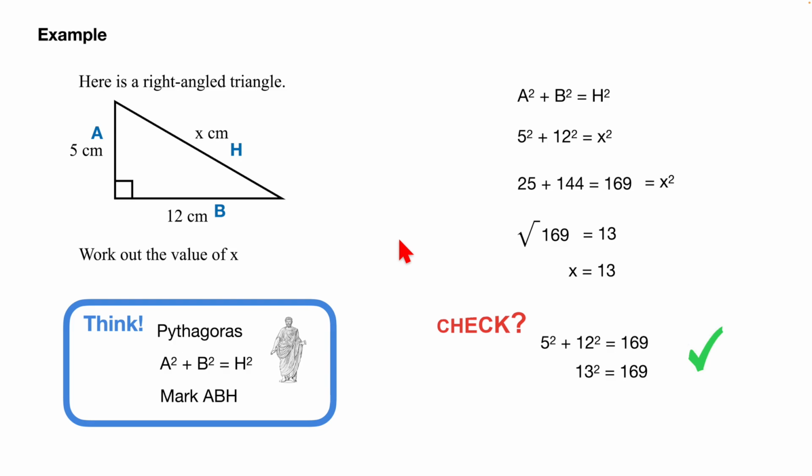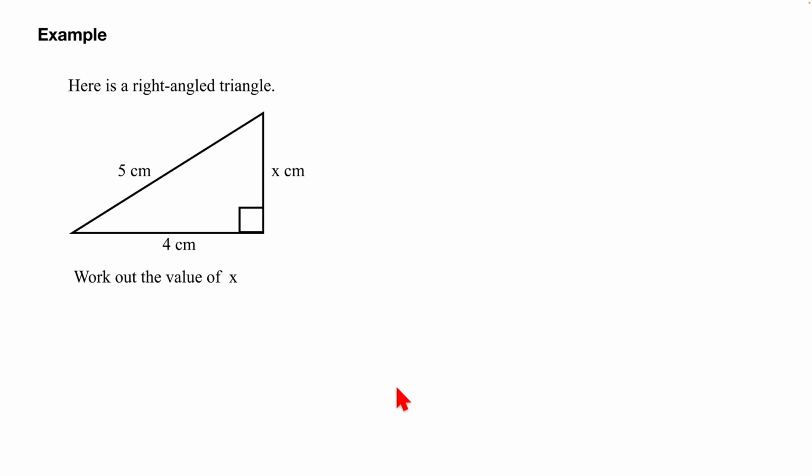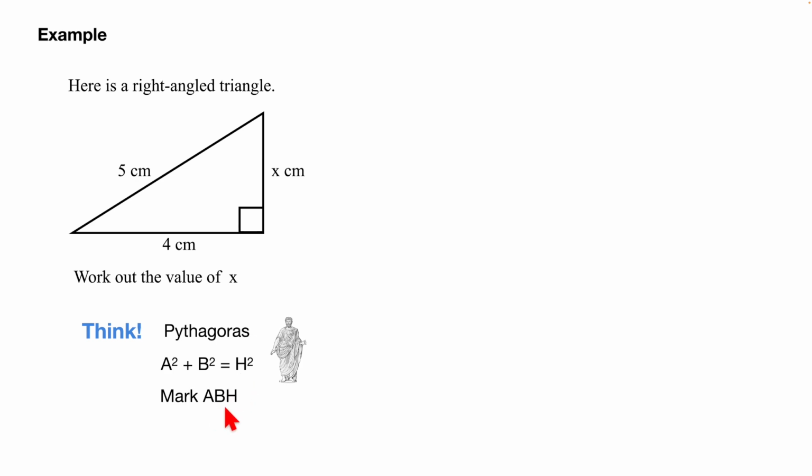The trick we had, what did we do? We had a little think, we did a calculation, and we checked it. This is the tricky one. Here, we're not looking for the hypotenuse, which is this line, we're looking for this. So the first thing we do, well, it is Pythagoras, there's no angles here, it's just lengths. A squared plus b squared equals h squared. Right, mark A, B, H.